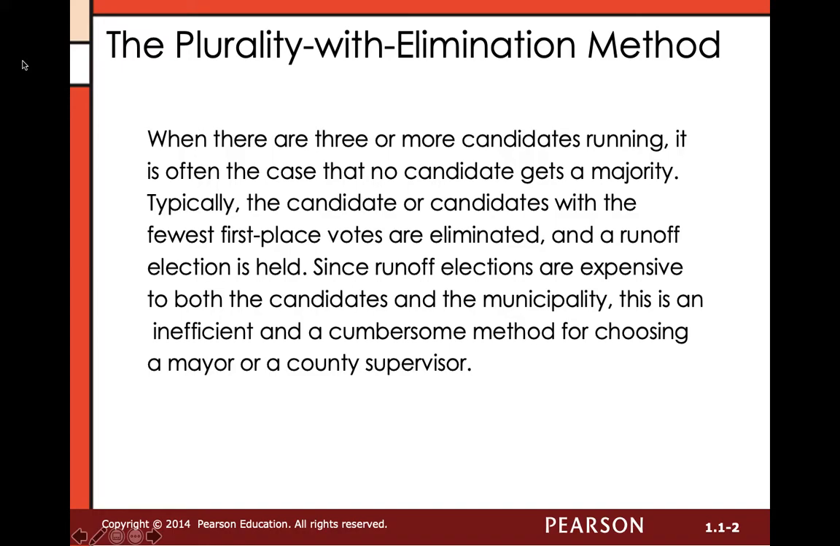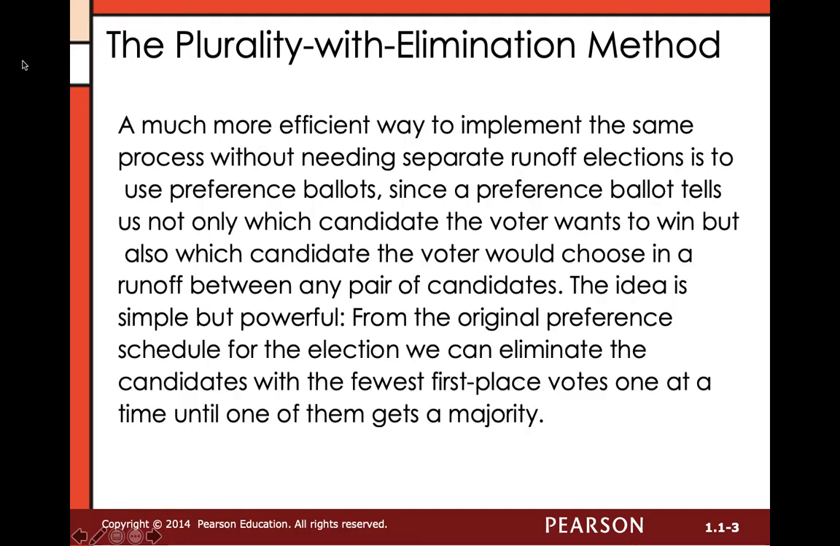Since runoff elections are expensive to both candidates and municipality, this is an inefficient and cumbersome method for choosing a mayor or even a county supervisor. So a much more efficient way is to implement the same process without needing separate runoff elections. We'll do that using preference ballots, since a preference ballot tells us not only which candidate the voter wants to win, but also what they would choose in a runoff between any pair of candidates. The idea is simple but very powerful. From the original preference schedule for the election, we can eliminate candidates with the fewest first place votes one at a time until we get one that actually has a majority.